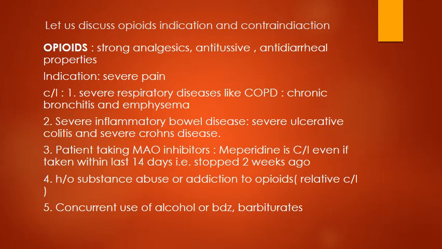Now next is patient taking MAO inhibitors. What are MAO inhibitors? These are monoamine oxidase inhibitors, and these are antidepressants. Examples are phenelzine and isocarboxazid. Now remember this thing, you have to know these as well. You should know what drugs are under MAO inhibitors, so that you can know if there is any interaction.